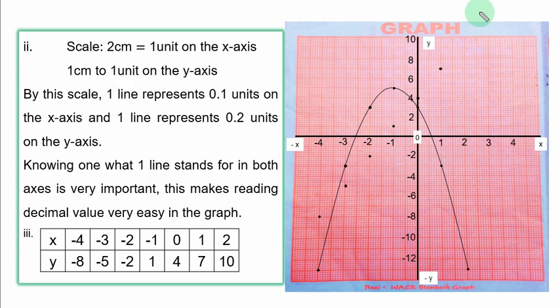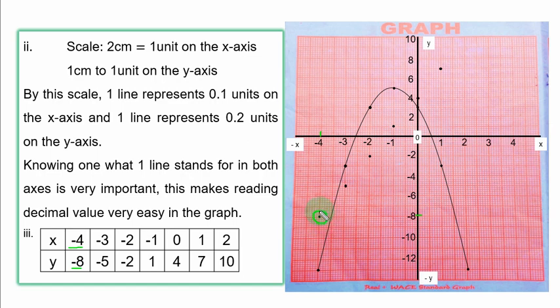We move to Roman figure 3, and in that problem we are to construct a linear graph on the same graph sheet with the quadratic one. So already we've done the table of values before, so we bring it in. And the first point there, when x is minus 4, y is minus 8. So this is minus 8 for y and minus 4 for x. This is the point of intersection.